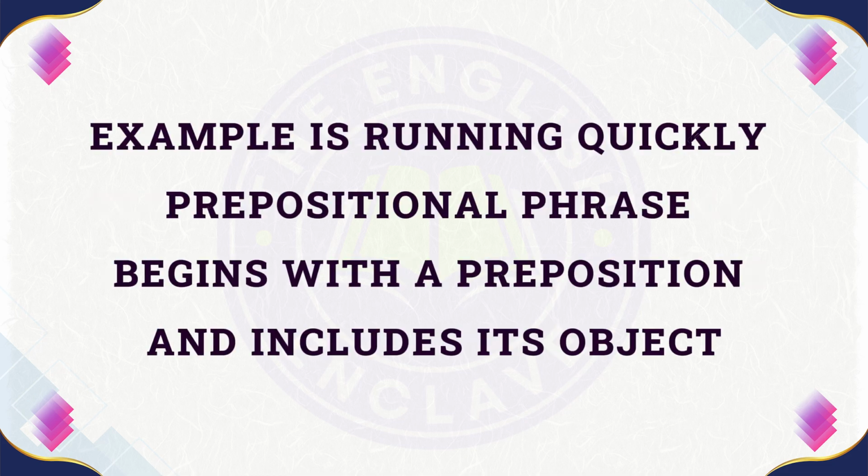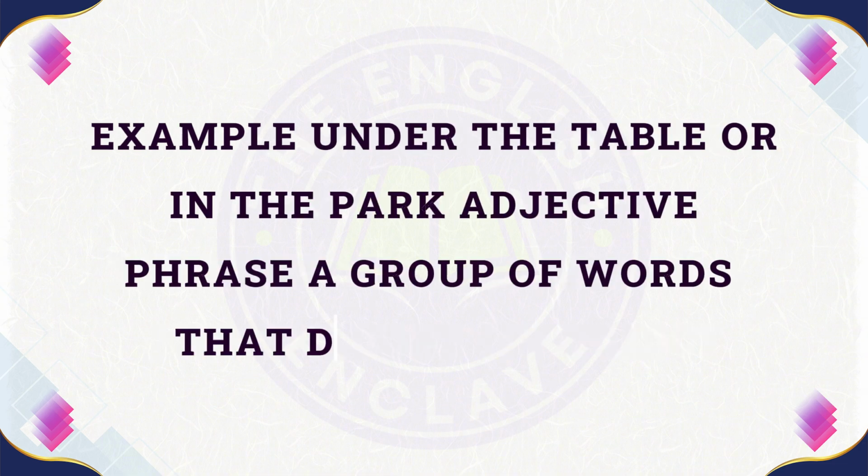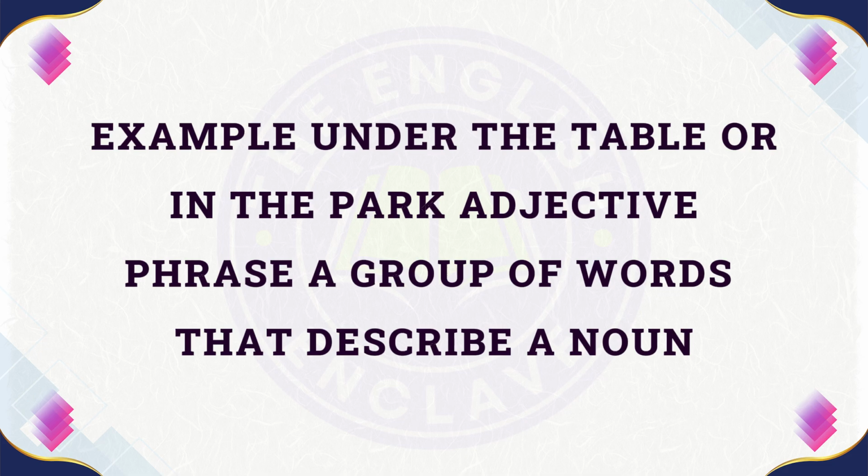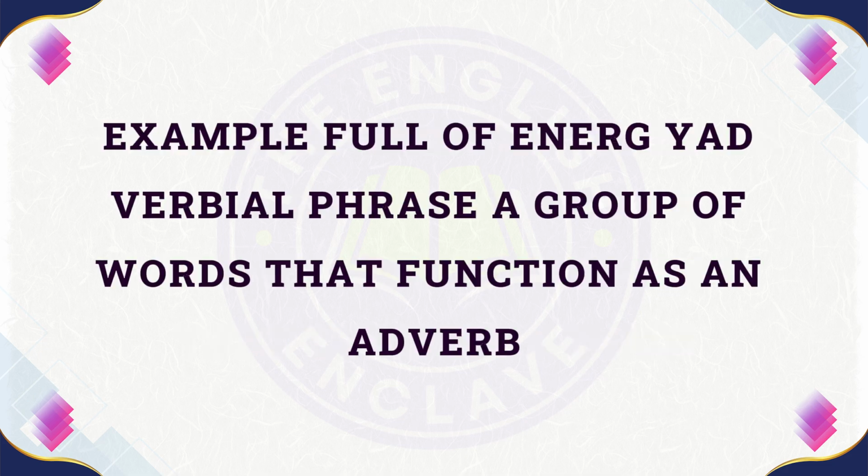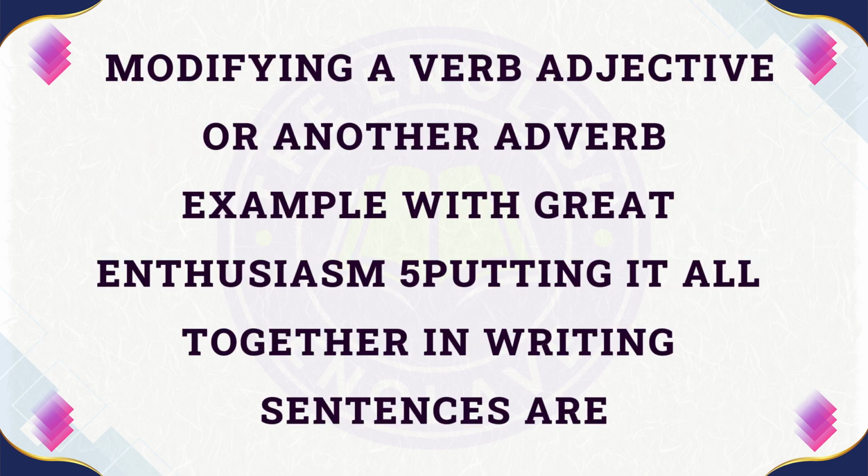Example: is running quickly. Prepositional phrase: begins with a preposition and includes its object. Example: under the table, or in the park. Adjective phrase: a group of words that describe a noun. Example: full of energy. Adverbial phrase: a group of words that function as an adverb, modifying a verb, adjective, or another adverb. Example: with great enthusiasm.